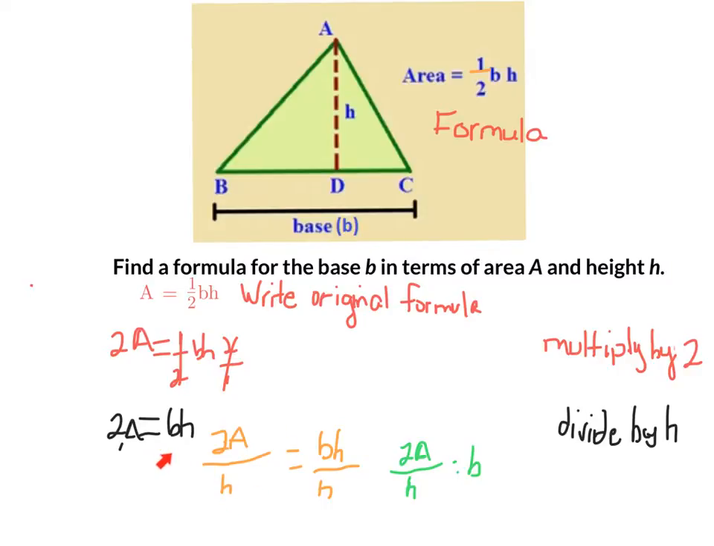Then we go on down here. We want to divide both sides by h so that we can get the b isolated. Because if you go back up, what I'm trying to get is the b isolated. So when it says find the formula for the base b, it's asking you to isolate the b. That's what it's really saying. And then we end up with 2A over h equals b. And that's the most that we can do there.